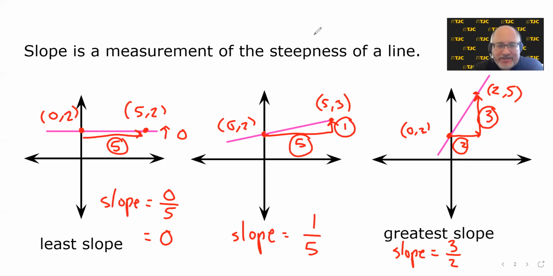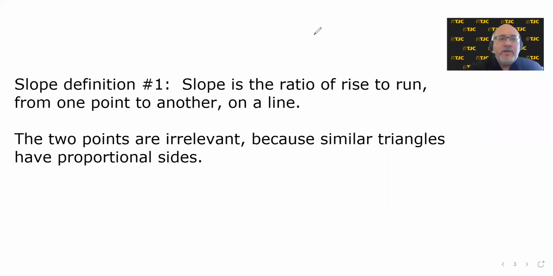Now, there's two concepts for viewing how to calculate a slope. Slope definition number 1: slope is the ratio of rise to run from one point to another on a line. Let me explain what I mean by that, and then we'll talk about the second sentence.